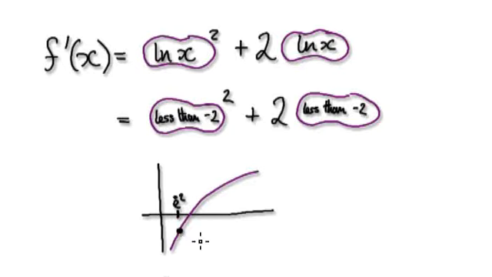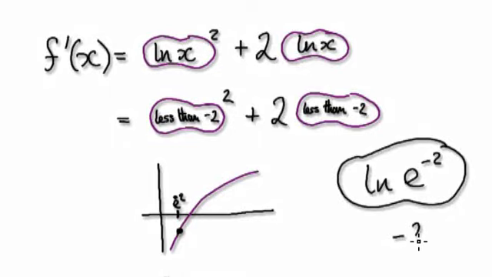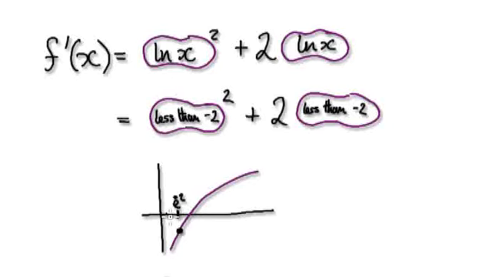So in this region here, this bubble here will be less than minus 2, because if you think about it, natural log of e to the power of minus 2 will become minus 2. So in this region, everything here will be less than minus 2. When x is in this region here, this bubble will also be less than minus 2. But here's the thing.